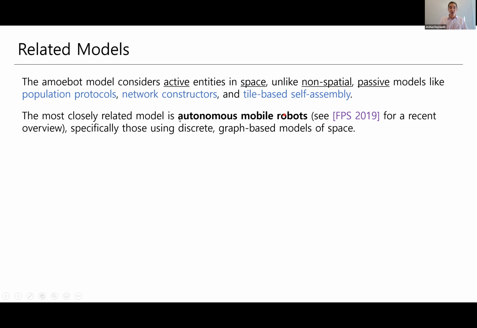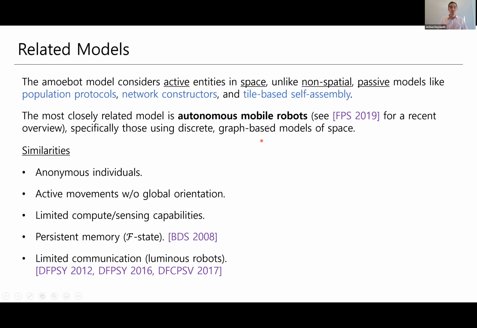Similarly, autonomous mobile robots, and especially those using discrete graph-based models of space, are similar. These mobile robots are also anonymous. They choose their own movements but don't have global orientation. They have limited computing and sensing capabilities, and with some extensions that were introduced along the way, like persistent memory in the F-state model and limited communication in the luminous robots variant, or robots with lights. This gets us very close to the kinds of things that the Amoebot model cares about.